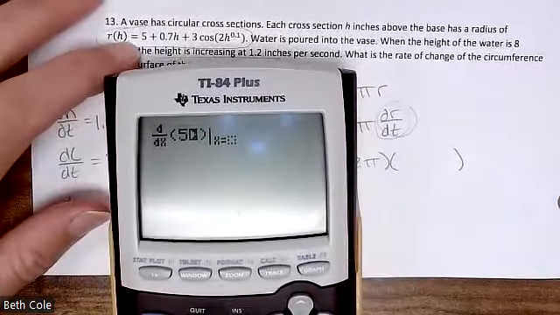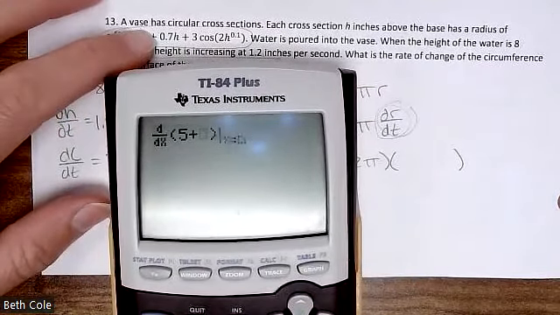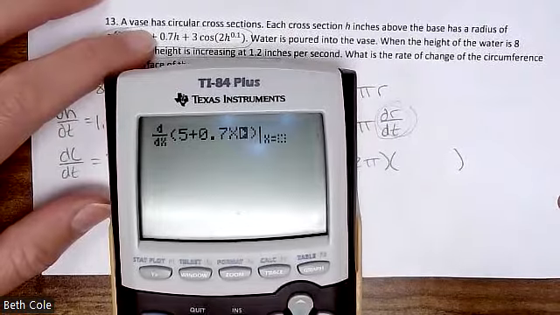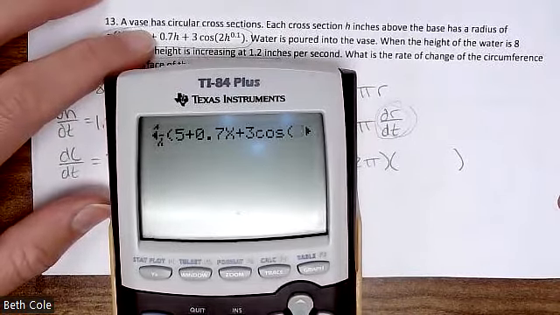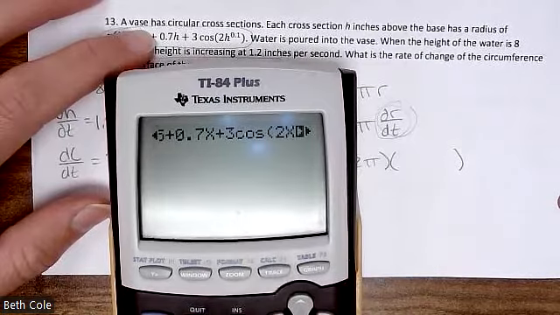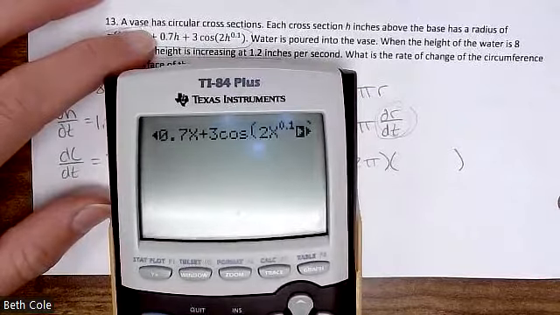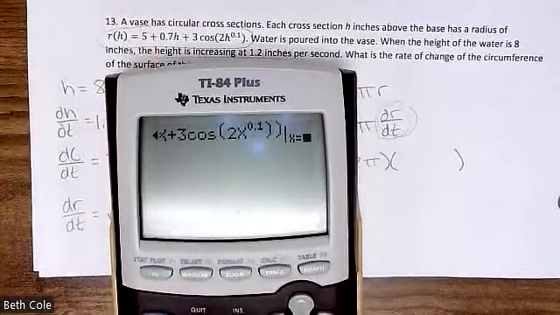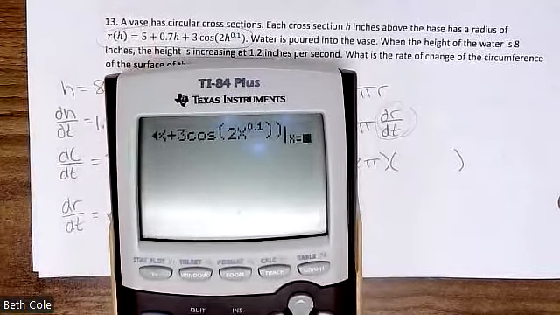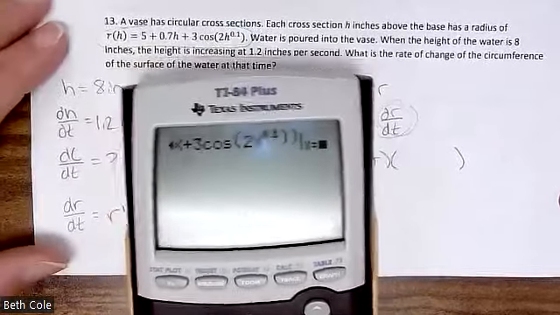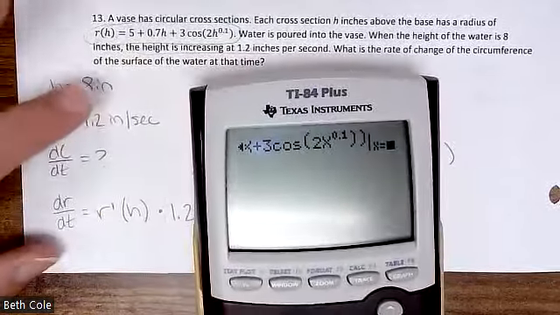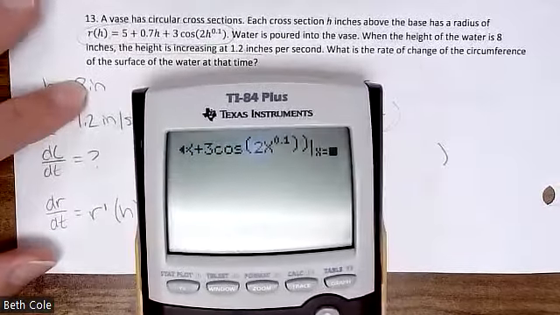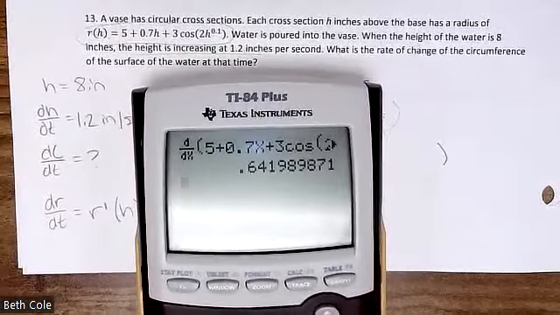All right. So it's going to be 5 plus 0.7 times X plus 3 cosine. Better be in what mode? Radians. 2x to the power 0.1. Close parenthesis. Now at the end, they did actually give you this number as well. We want to do such that what number? 8 inches right there. So I'm going to type all that in, get a number.